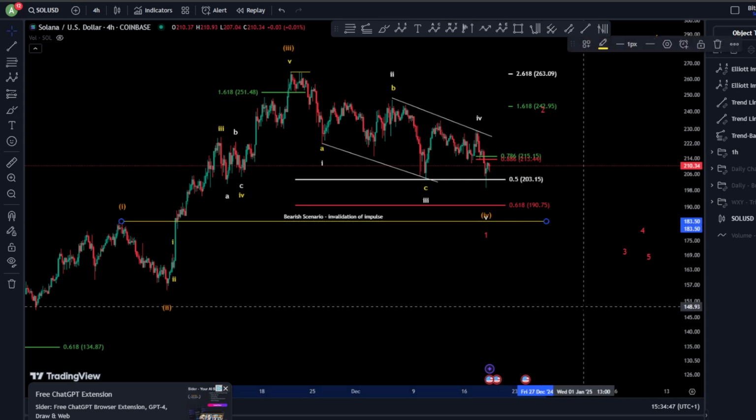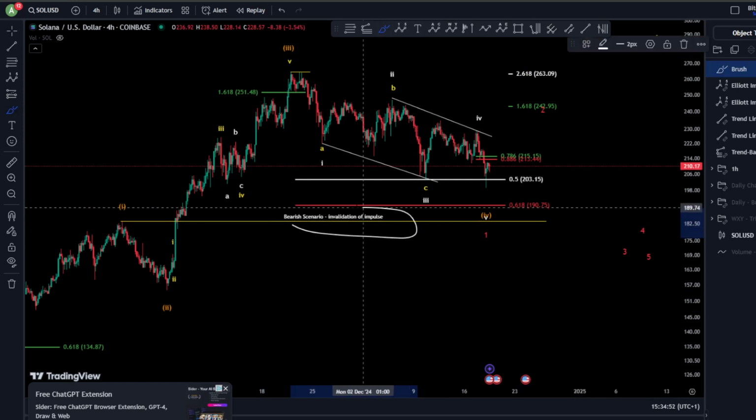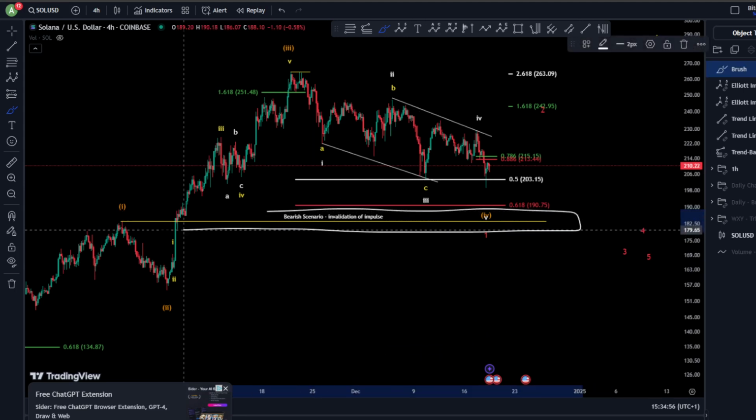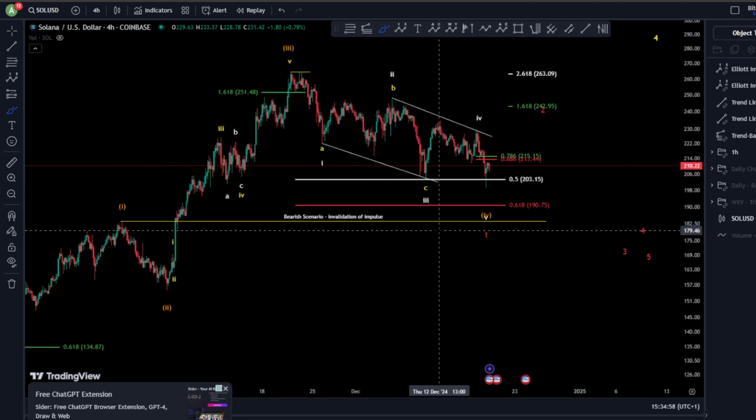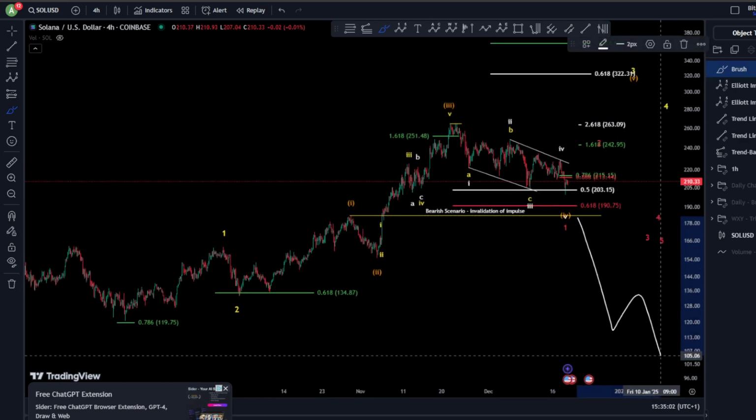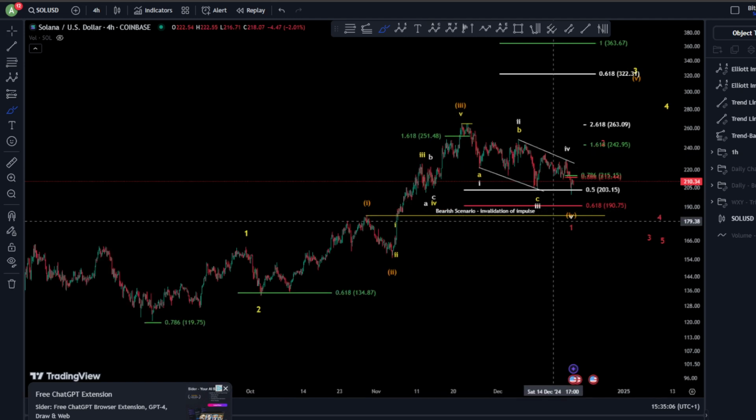Getting into the 183.5, this is your invalidation of any bullish scenario. So this is where your bearish scenario can start for sure. And that means, of course, we are going to dive deeper to finish this bull run.